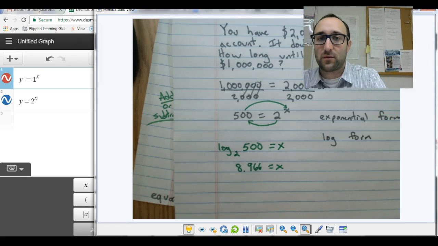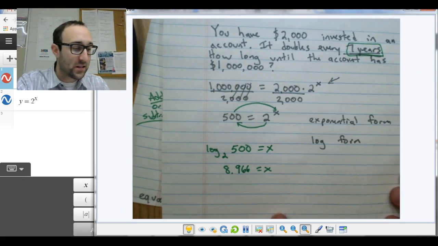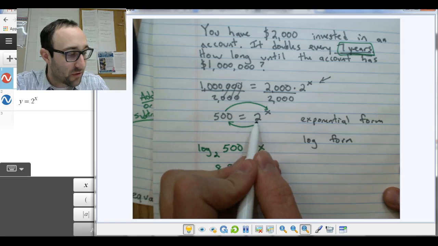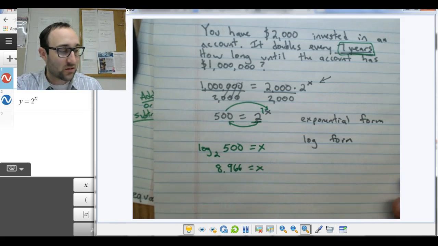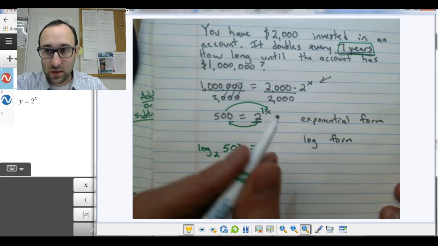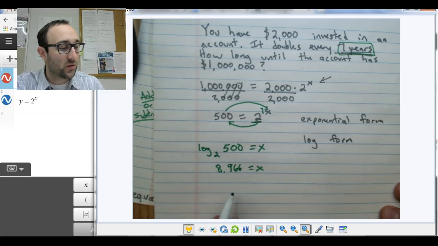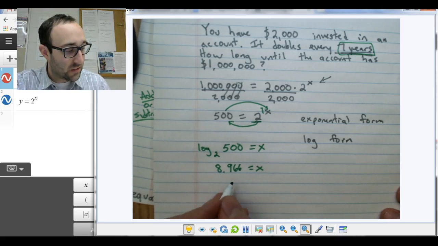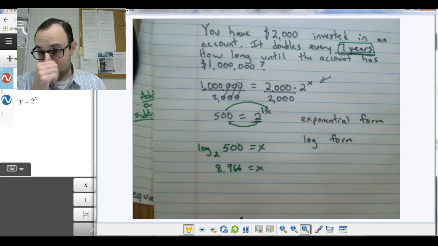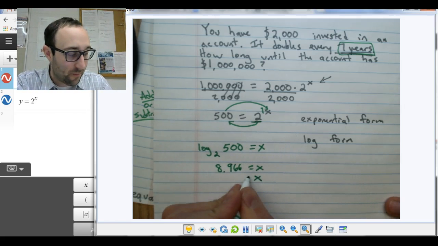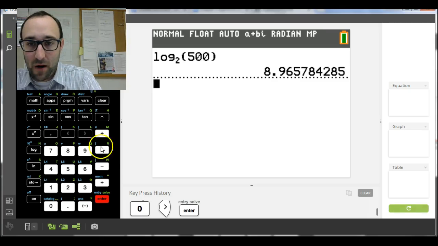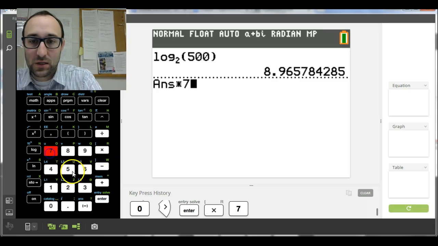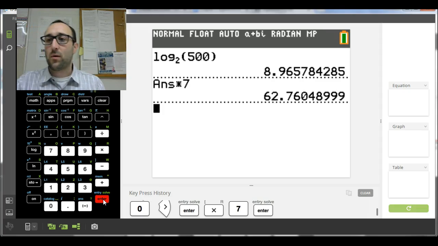Let me move myself back over here. That's better. It's going to be 9 sets of 7 years, because we know that it doubles every 7 years. So you could also say this is like a 7x, right? Because we know that it takes 7 years every time to do that. So we get 8.966 for x, which means what do we have to do in order to figure out how many years that's going to be? Yes, that's right. We're going to take that and we're going to multiply it by 7 to figure out how many sets of 7 years we have. We have a total of that.